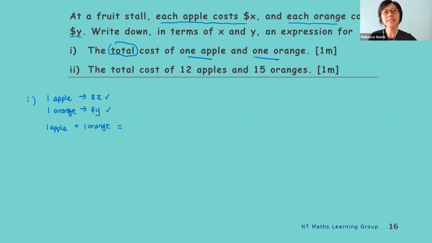Realize that we are given individual cost plus Y. Yes, it's actually X plus Y, and we have a unit here. So we put a dollar sign, isn't it? So where can we put our dollar sign?